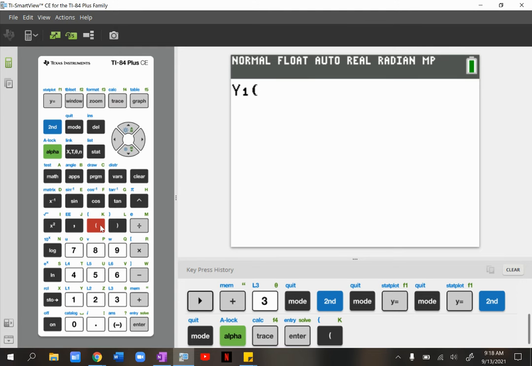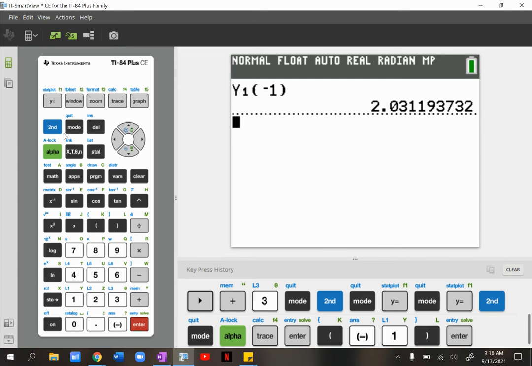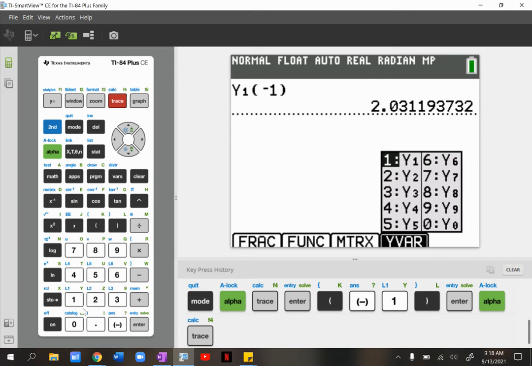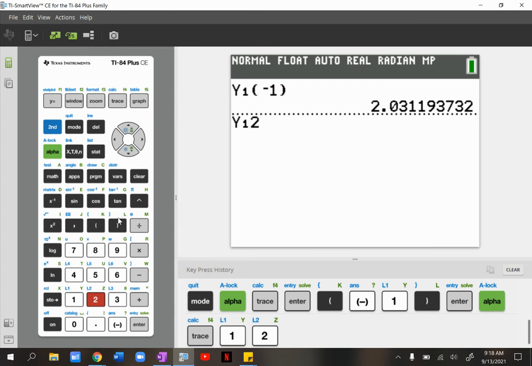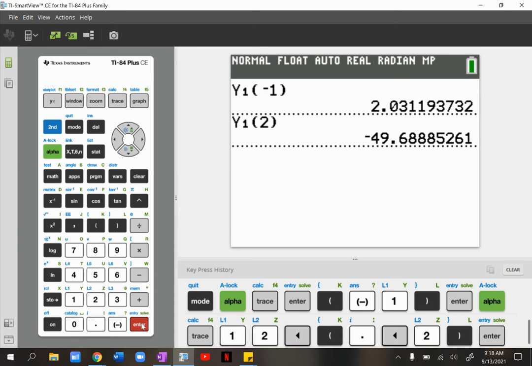Okay, and if I put a set of parentheses here and I put -1, this is going to evaluate the function at -1. Okay, so there's the value at -1. And then I could do the same thing to see the value at 2. So if I take the value of this function at 2, here's what I get.